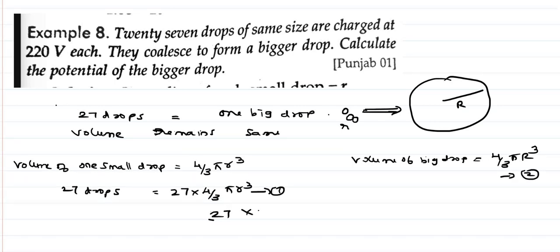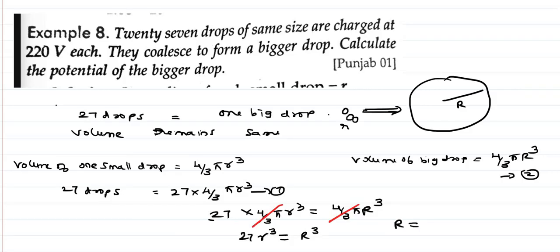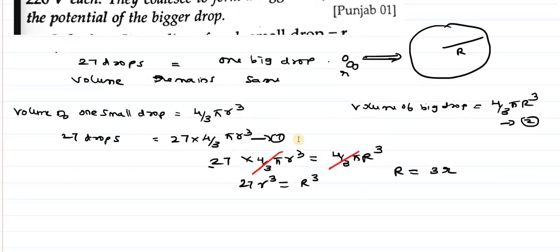So 27 into 4 by 3 pi r cube must be equal to 4 by 3 pi capital R cube. Now 4 by 3 pi will cancel, so 27 r cube is equal to capital R cube. We need to find capital R, so if you take the cube root, it is equal to 3r. Yes or no? Any doubt?